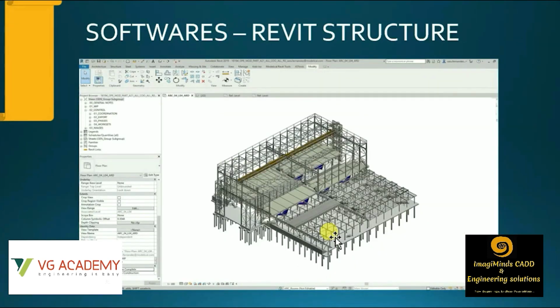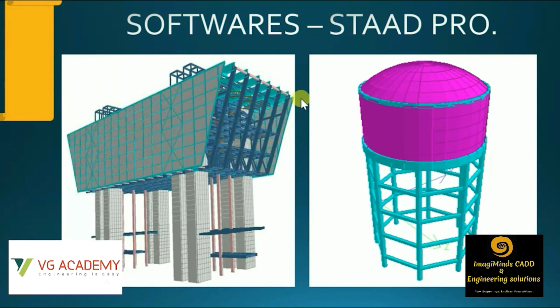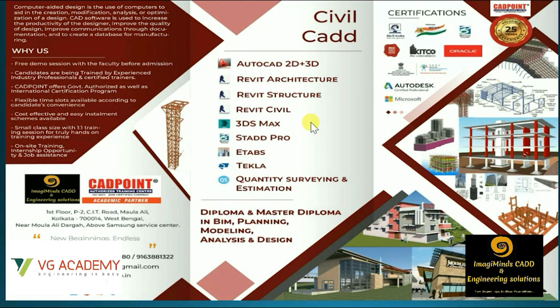One more example I'll show you. This is an example of structural detailing and modeling. For structural designing, we are using STAAD and ETABS. So this was just a basic idea of what the uses of different software are. Now we'll be discussing the different software in detail.